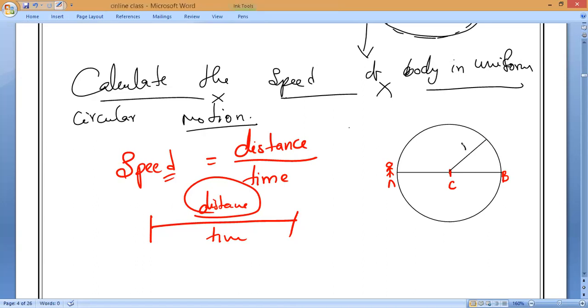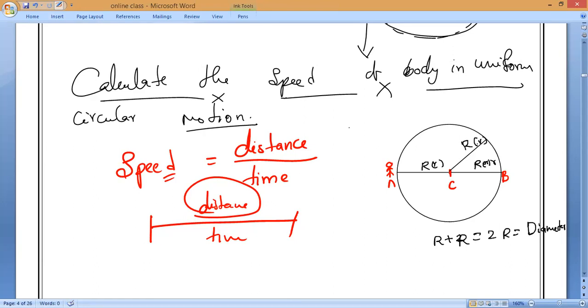This is the radius, and R plus R is equal to the diameter. So R plus R is 2R. So 2R is equal to what? The diameter. Is it okay, everyone? You can represent it with a small r also, no problem. All are the same.